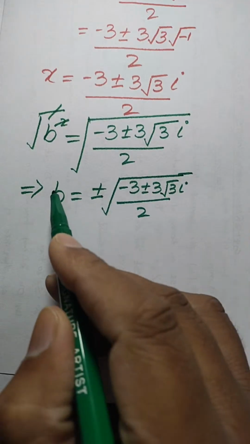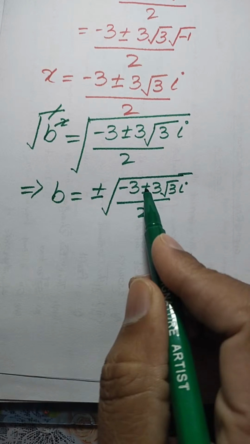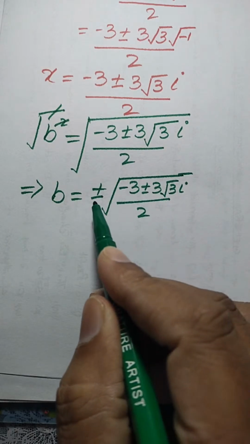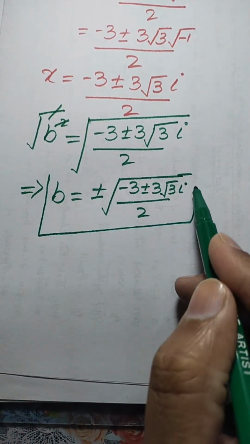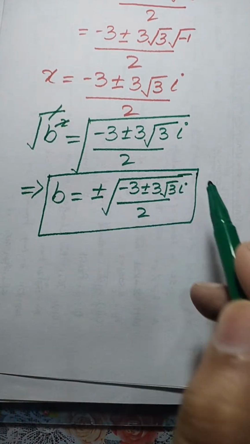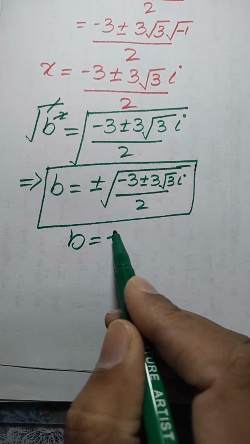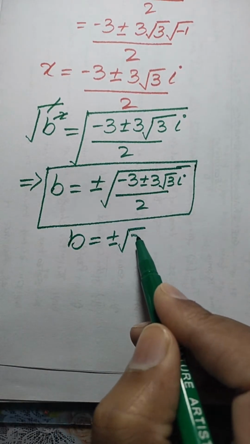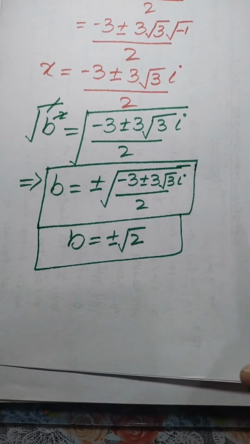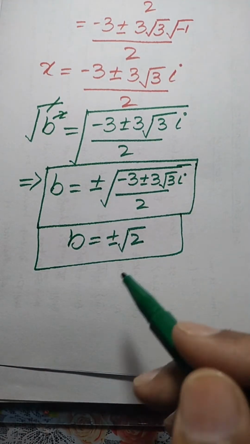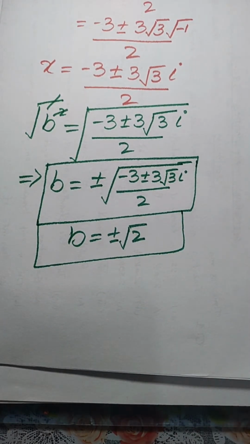So here you see that these are the four roots, because you see here the plus minus sign lies inside the square root as well as outside the square root. So it means that these are the 4 roots of the given equation, and likewise we have b is equal to plus minus square root of 2, and these are the other 2 roots of the given equation. So this is the final 6 roots of the given equation which we get here.